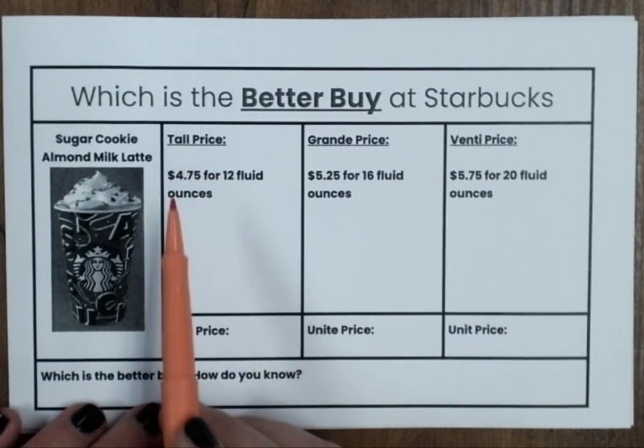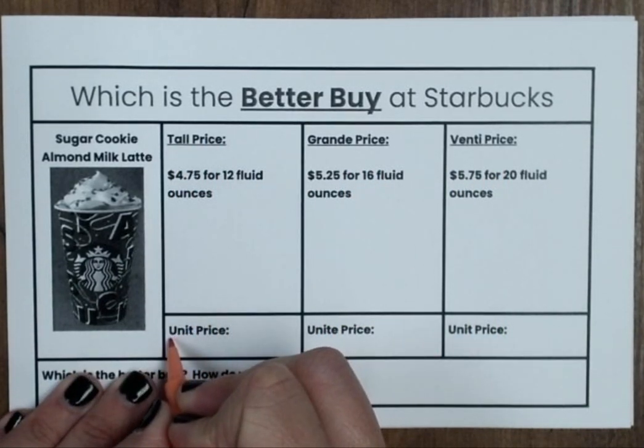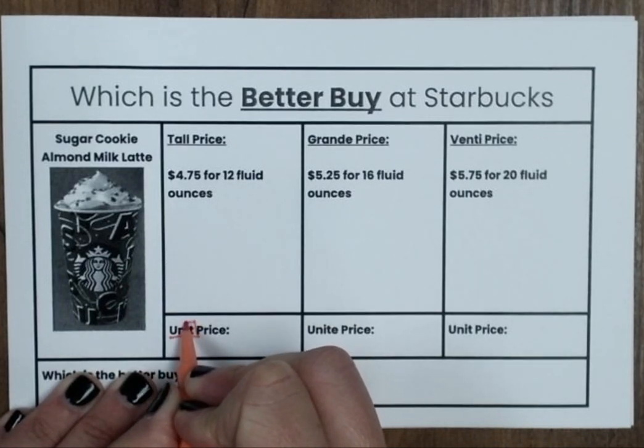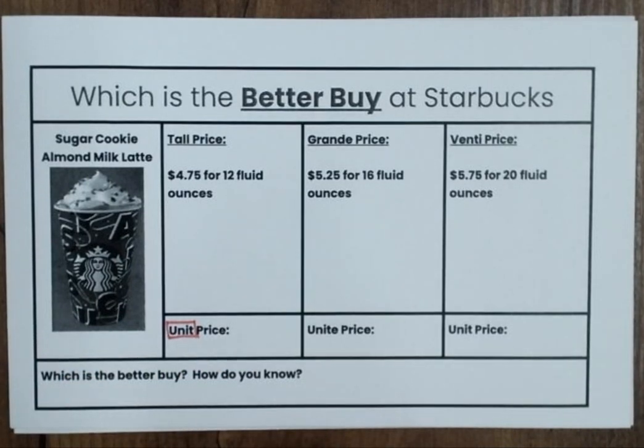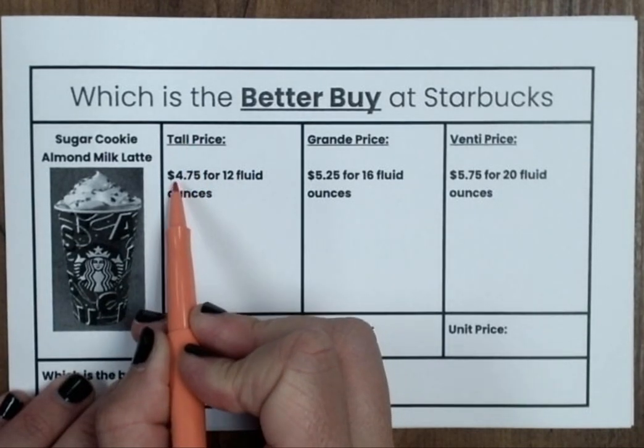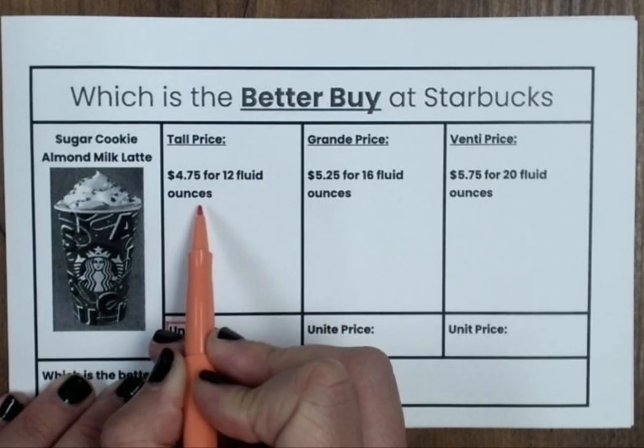So we're going to look at our first one right here, and I'm trying to find the unit price. Anytime that I hear the word unit, I think of what number? Show me on your fingers right now. Unit means 1. Oh, nice job. Okay, so I know that the tall is $4.75 for 12 fluid ounces.